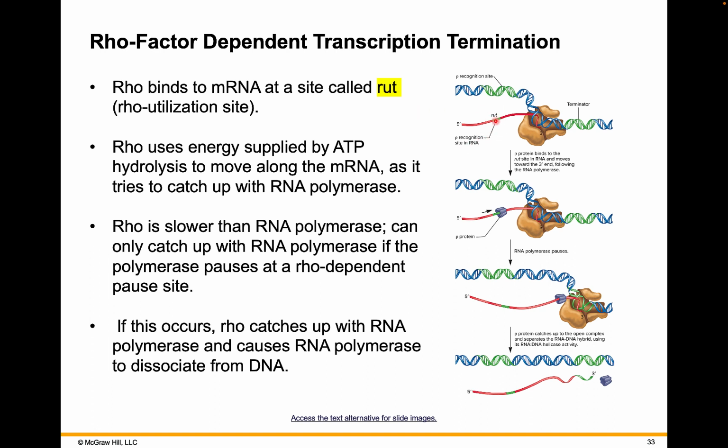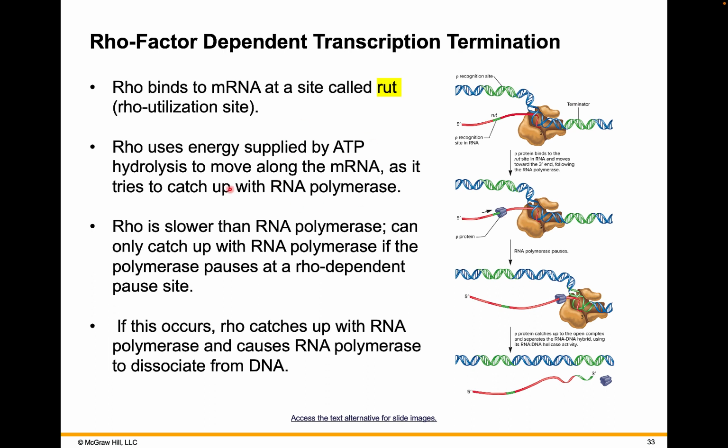So this factor is known as Rho, and it can bind to a particular site known as a RUT, or Rho utilization site. What happens is that RNA polymerase is moving along the DNA, making the replication bubble and making the mRNA, and this is the RUT site which recruits the Rho, and it moves.